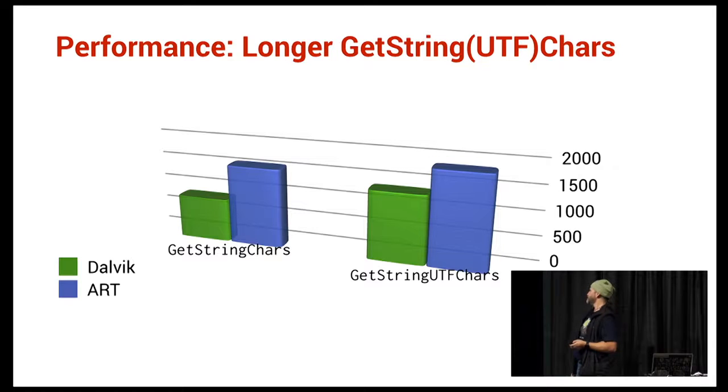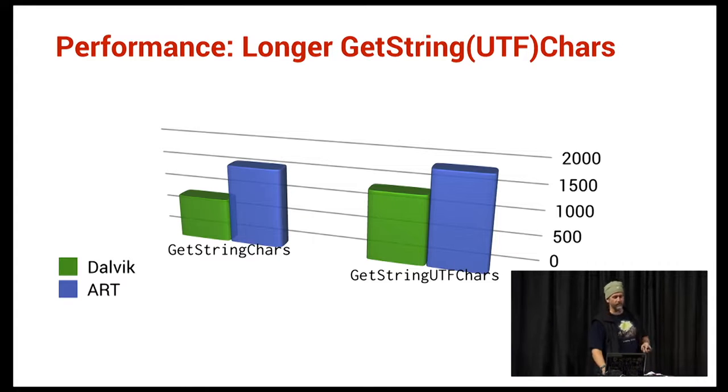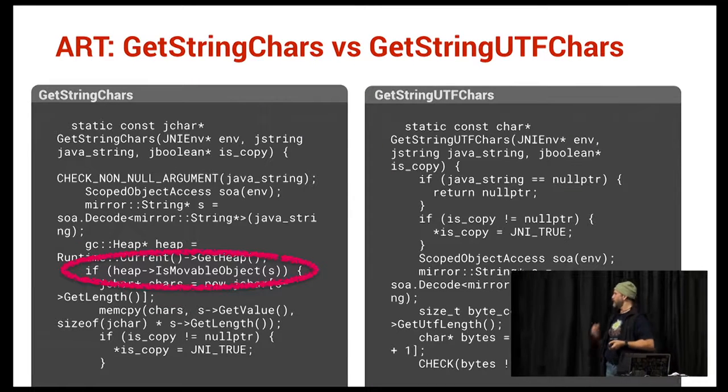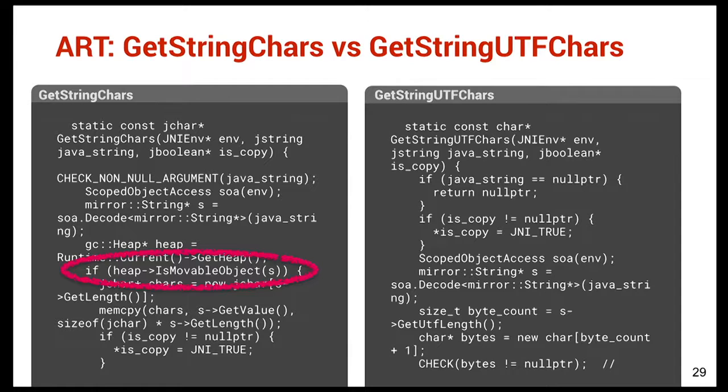So GetStringUTFChars is now slower than GetStringChars. The question is, why was GetStringUTFChars ever faster under ART? Let's look at some source code. You can see here that GetStringUTFChars always has to copy. It just goes straight to that copy operation.